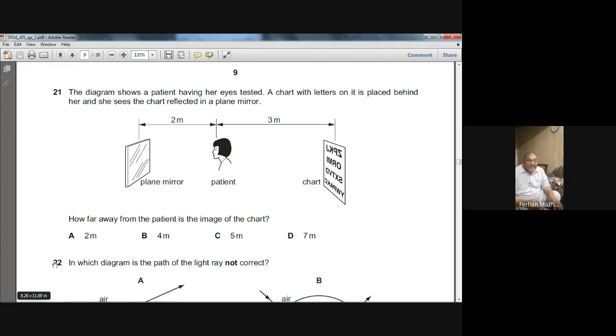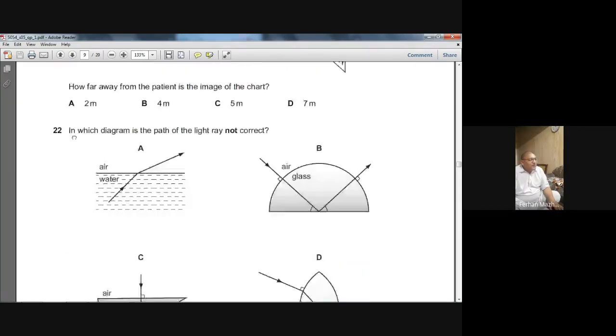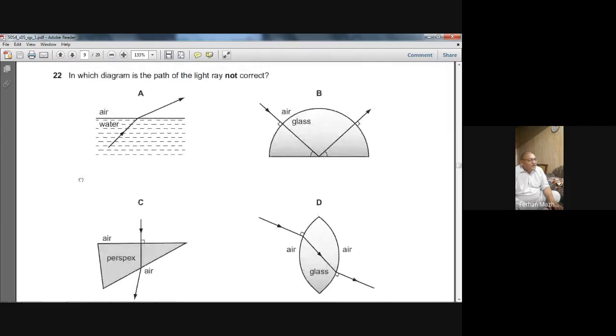D is the right choice. Okay? Do you understand? Yes, sir. Okay, let's move to the next question, on your screen. In which diagram is the path of the light not correct? Underline this.